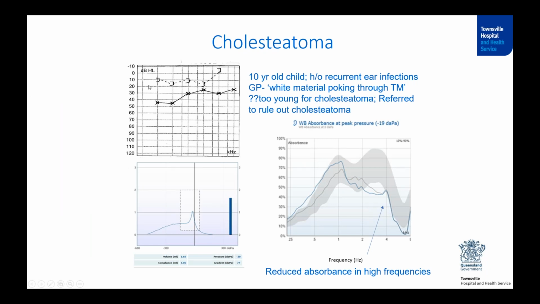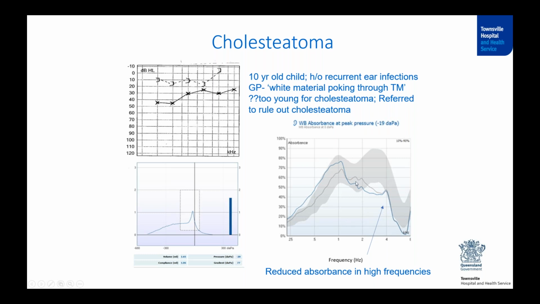This is another child with a mild conductive hearing loss. He had an A-type tympanogram, but still it's not a fully normal looking A-type tympanogram, though there's a peak there, but then you can see it's got a bit of an abnormal negative tail there. And if it's a normal A-type tympanogram, you should not see such a big drop in the high frequency range.